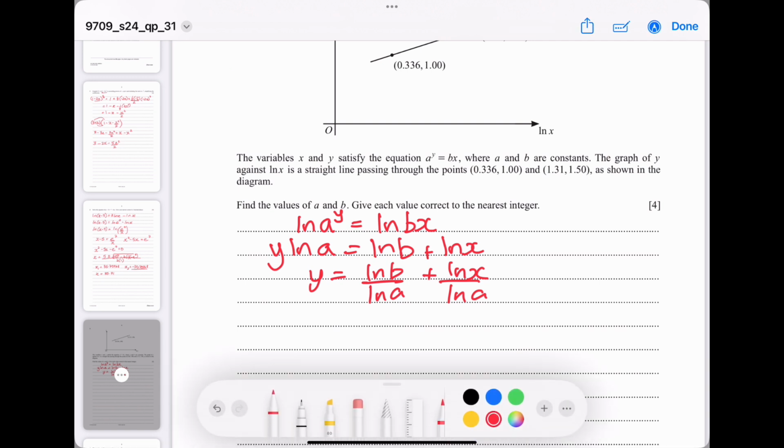I know that our gradient is represented by the value in front of ln x. So our gradient is going to be 1 over ln a. I can now find our gradient because I have two coordinates. So m is equal to change in y over change in x.